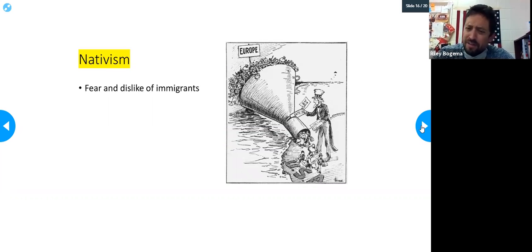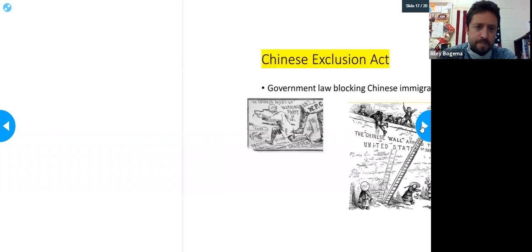So eventually the federal government's going to pass some quota laws. We'll talk about those when we get into the 1920s, where there's certain numbers, percents of how many people can come from different parts of the world.